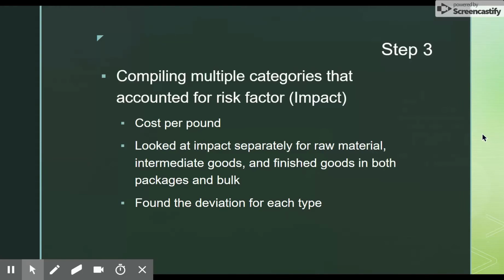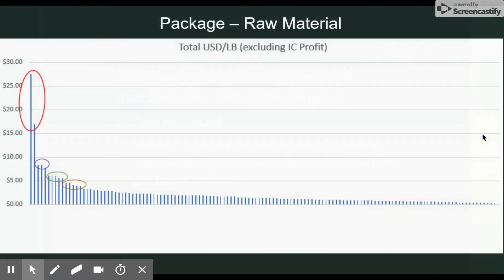We also looked at the impact of the different types of goods they have. They have raw materials, which is just the basic elements. Then they have their intermediate goods, which are the goods before the finished goods, so in the middle of being processed. We also looked at those items in both the small packages and the larger bulk packages. Through this, we also found the deviation for each type of good and packages and all of those materials. This is an example of one of the graphs we had.